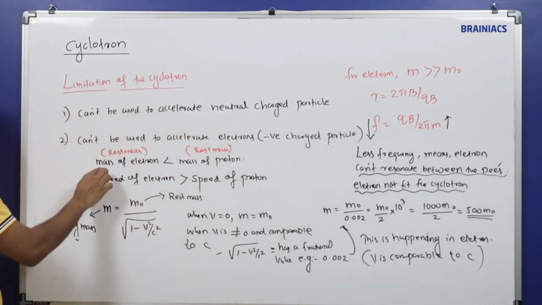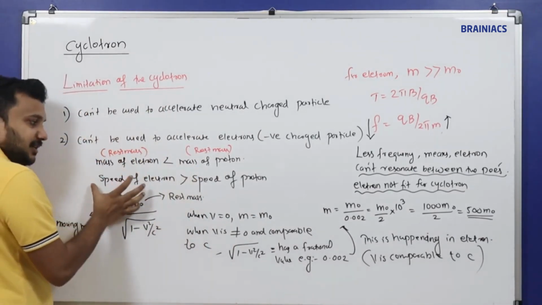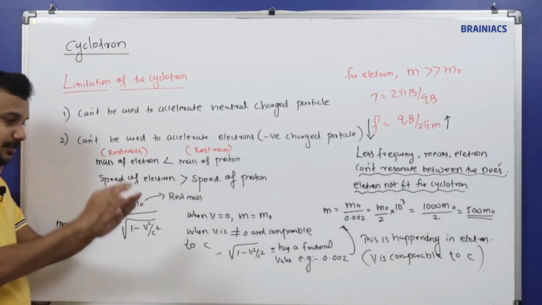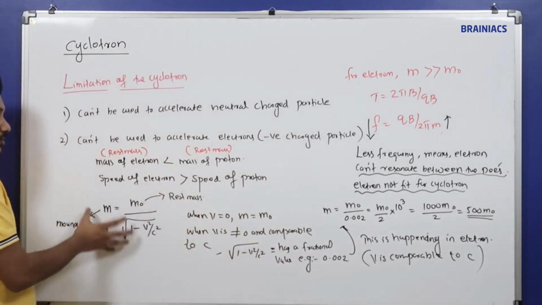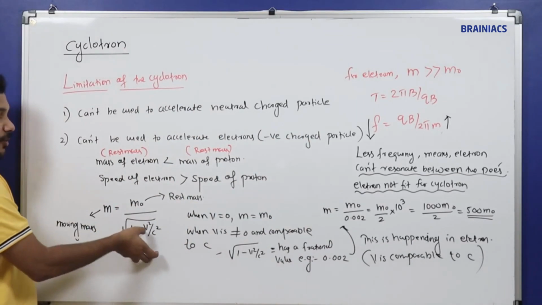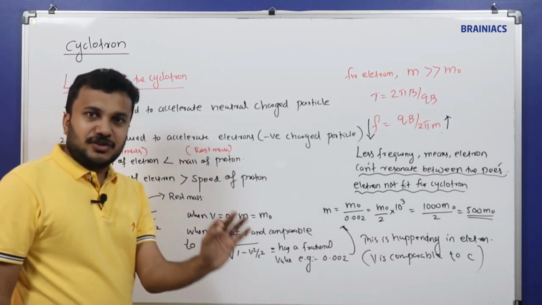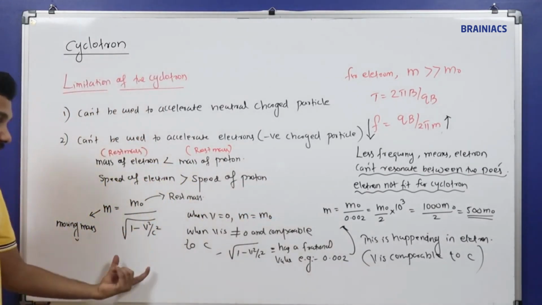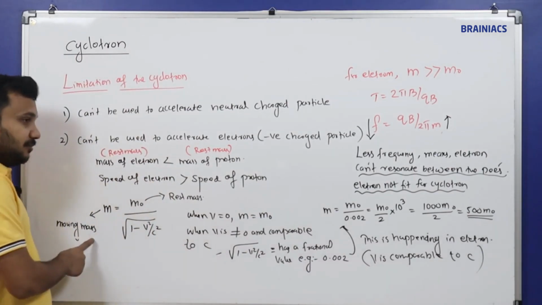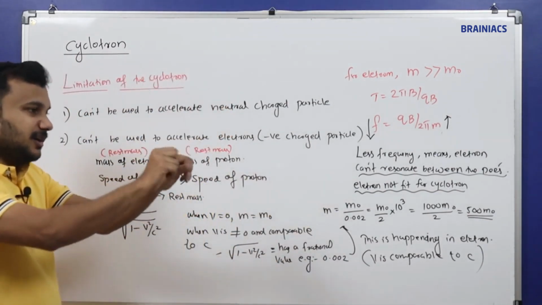I am repeating once again. The mass of an electron is less than the mass of a proton, which means the rest mass. So speed will be higher. Lesser mass means the speed will be very high. So according to the equation m equals m0 by root of 1 minus v square by c square, this is a relation derived from Einstein's mass-energy relationship. You will learn this in modern physics. This is called moving mass. What is the mass of an object when it is moving? What is the mass of an object when it is at rest?